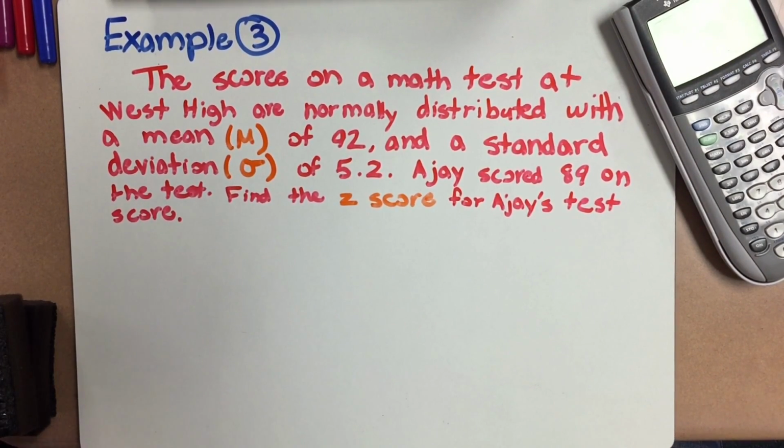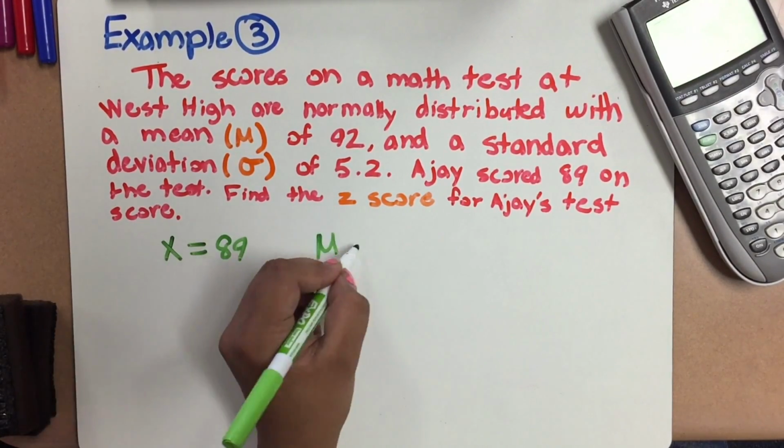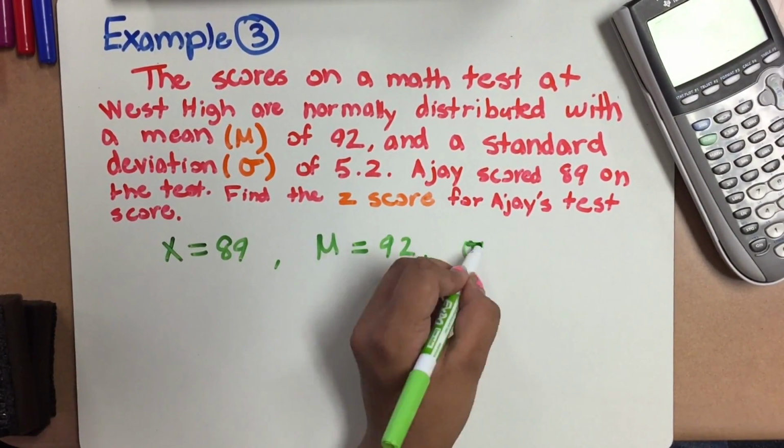For example 3, the scenario is the scores on the math test at West High are normally distributed with a mean of 92 and a standard deviation of 5.2. Ajay scored 89 on the test. Find the z-score for Ajay's test score. The original observation, or x, is 89, the mean is 92, and the standard deviation is 5.2.